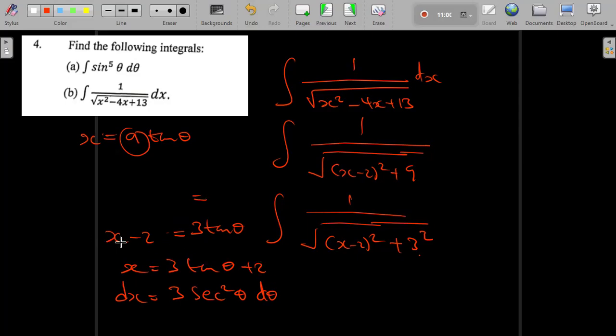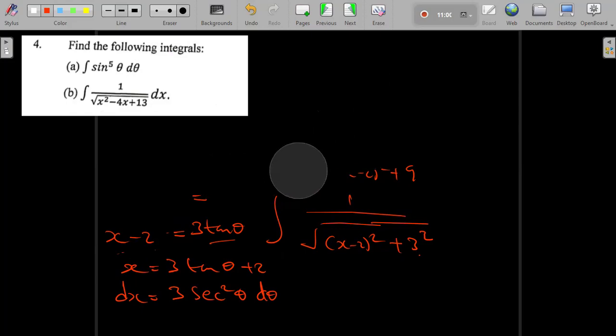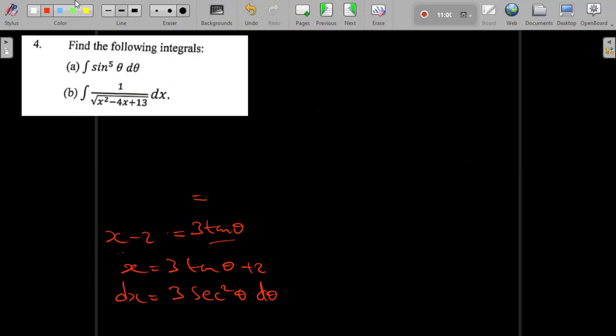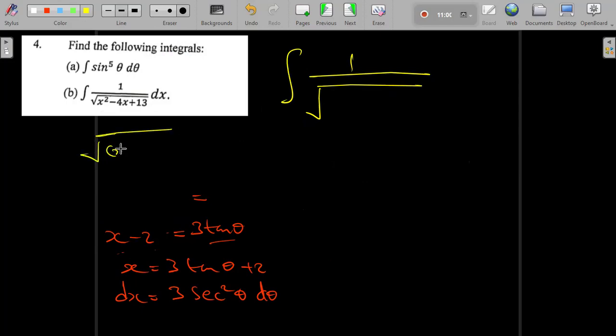So remember we said we can replace this part, x minus 2, with 3 tan theta, and we can do that now into our integrand. So let us now replace that. What do we get? We get that this is going to be the integral of 1 over, the first part, which was x minus 2 squared, then plus 3 squared, which is just 9.